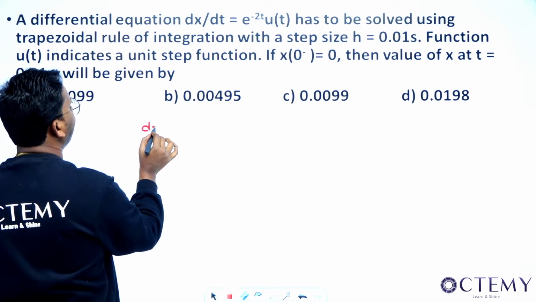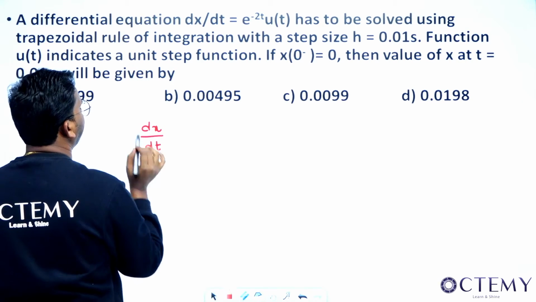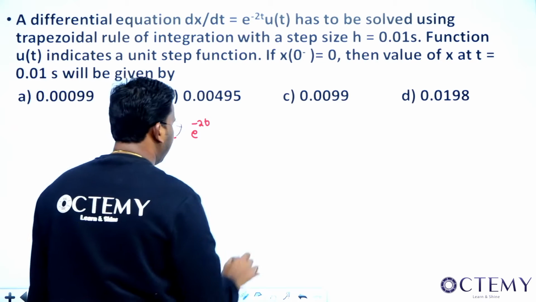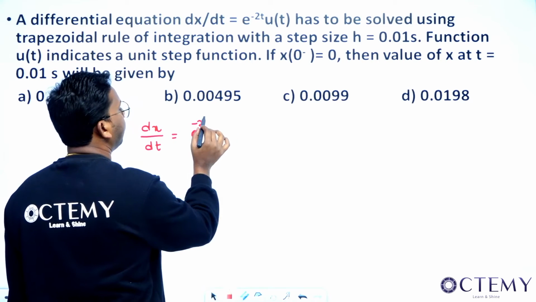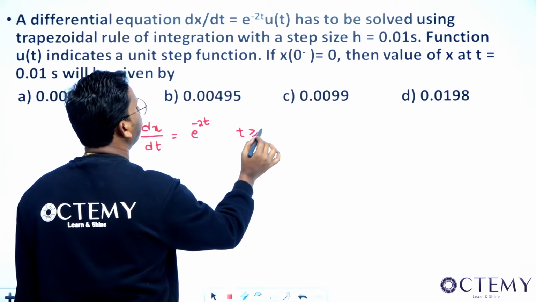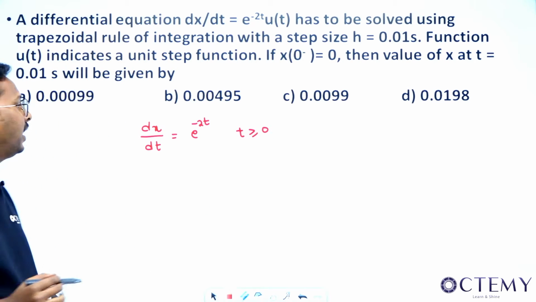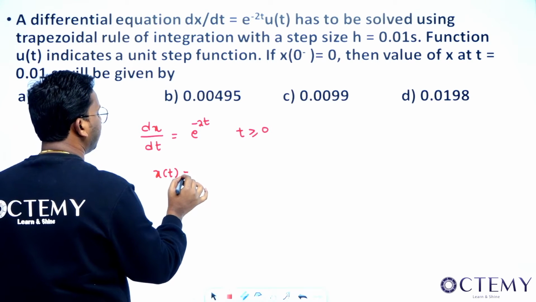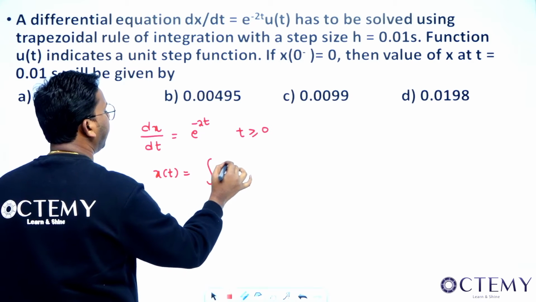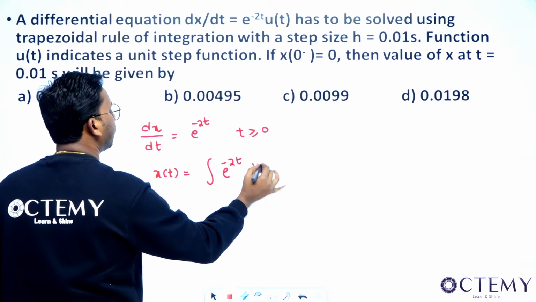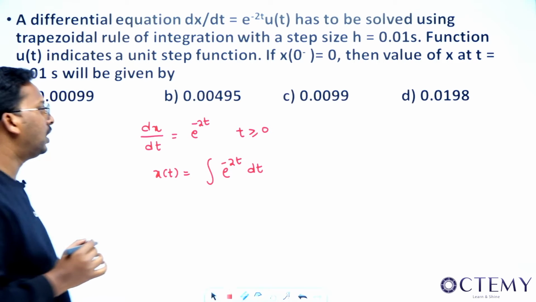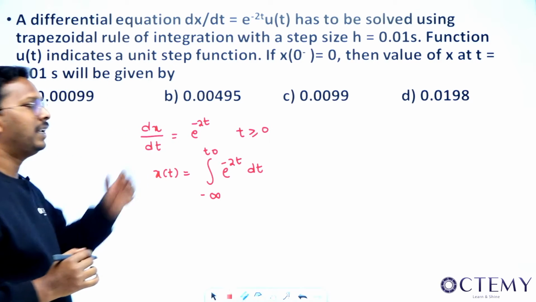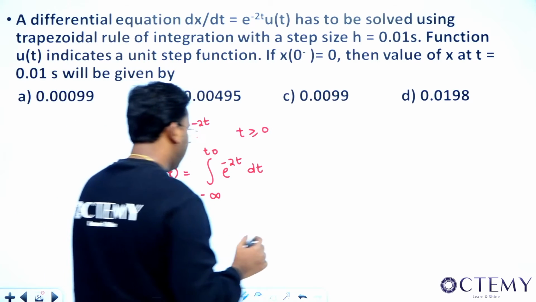We have to solve this dx by dt. That should be equal to e power minus 2t. The meaning of u(t) is, if t is greater than 0, then you will get a 1 here, for t greater than or equal to 0. This is the meaning of u(t), sir. Right? That means, can I write x of t is equal to integration e power minus 2t dt? Yes, this is what I can write. And usually we write from minus infinity to t naught. Whenever we are differentiating, we'll write it from minus infinity to t naught. And this can be written like this.